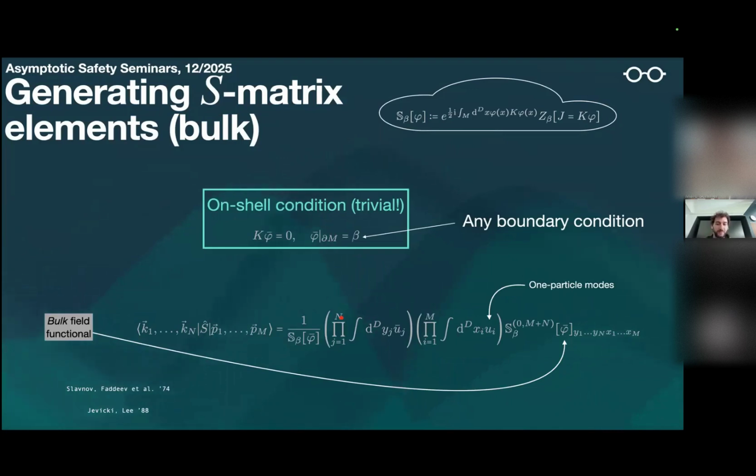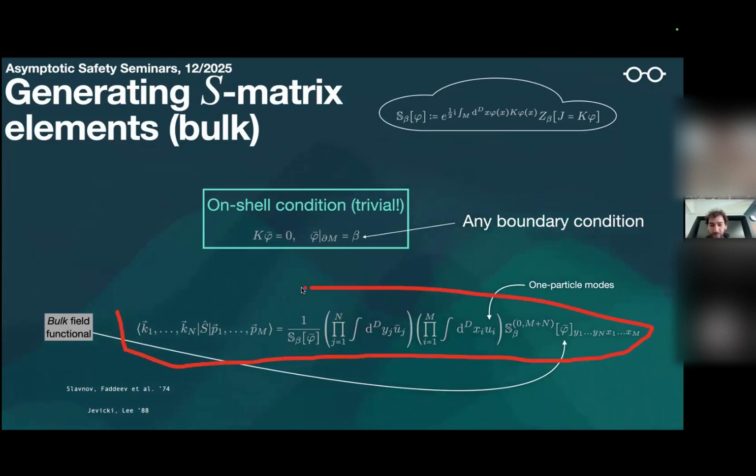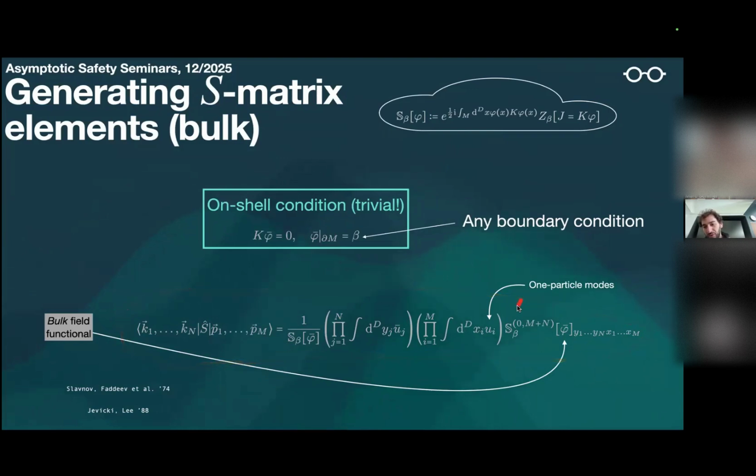So once again, let me explain what exactly I mean by generating S-matrix elements from the bulk perspective. Now I have a very similar equation to the one we had before. But you see that in my superscript, what I'm indicating is that I take 0 derivatives with respect to my boundary field, but I take m plus n derivatives with respect to my bulk field. So now the contraction with free modes will be implemented by integrating over bulk points.